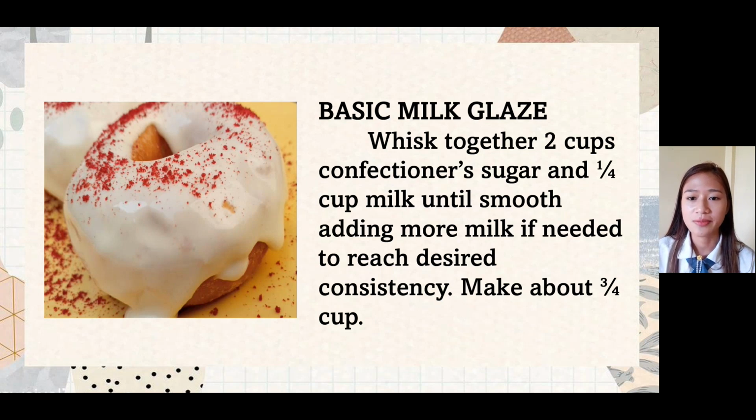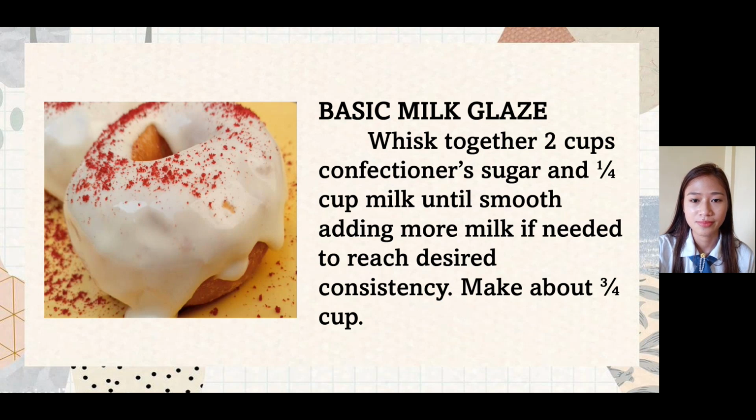Basic milk glaze: whisk together 2 cups confectioner's sugar and 1/4 cup milk until smooth, adding more milk if needed to reach the desired consistency. Makes about 3/4 cup. So this is what the basic milk glaze looks like. Just mix all the ingredients and whisk.